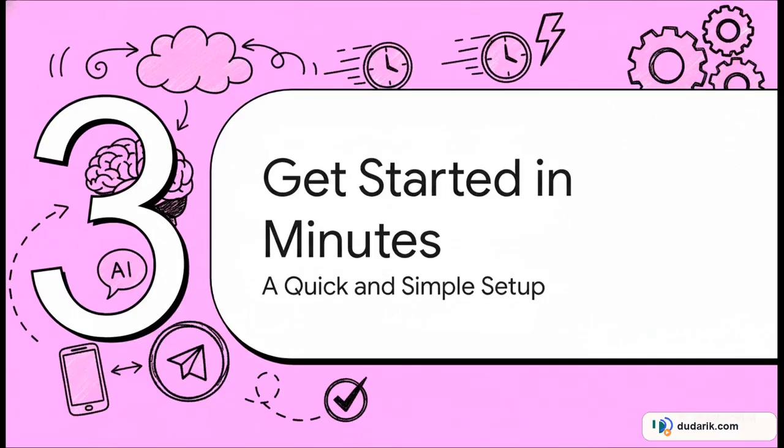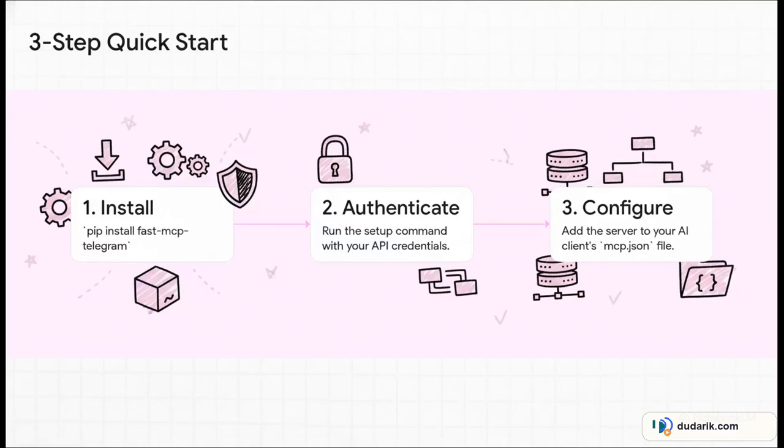Okay, so this all sounds incredibly powerful, but you're probably wondering, is it a nightmare to set up? Let's talk about that. Turns out, you can get started in just a few minutes. It's a really straightforward 3-step process. First, just a simple pip install. Second, you run a quick setup command to authenticate with your Telegram API credentials. And third, you just add the server to your AI client's configuration file. That's literally it. You are ready to go.